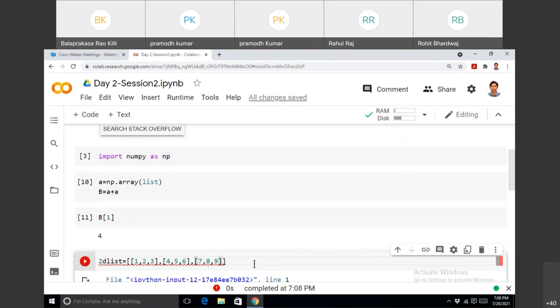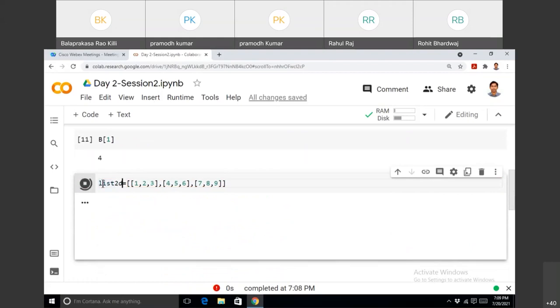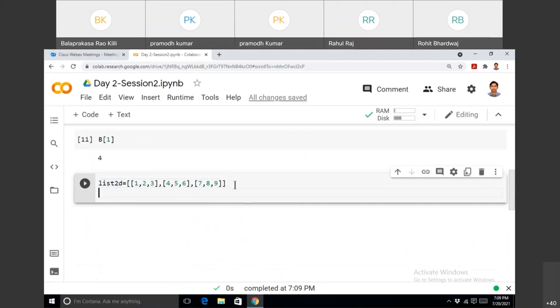There is an error. Invalid syntax. Basically, it won't take it this way. Let me call it list2D. The name of a variable, or the name of a list, a tuple, or a dictionary, should not start with a number. I have given 2D list, that's why it is throwing this error. Now you simply give list2D to np.array. It will create a 2D array.